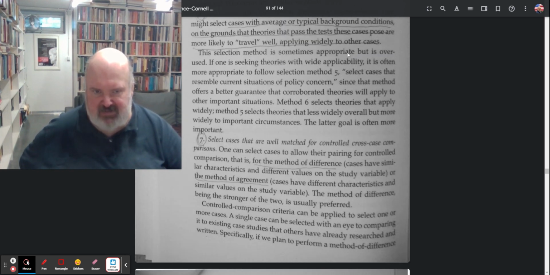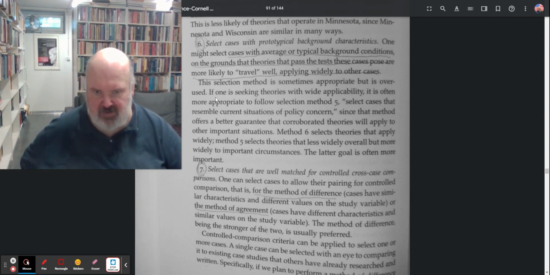This selection method is sometimes appropriate, but it's overused. If one's seeking theories with wide application, it is often more appropriate to follow selection method 5, select cases that resemble current situations of policy concern, since that method offers a better guarantee that corroborated theories will apply to other important situations. Method 6 selects theories that apply widely. Method 5 selects theories that apply less widely overall, but more widely to important circumstances. The latter's goal is more often important.